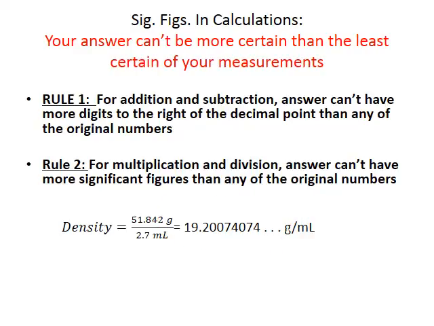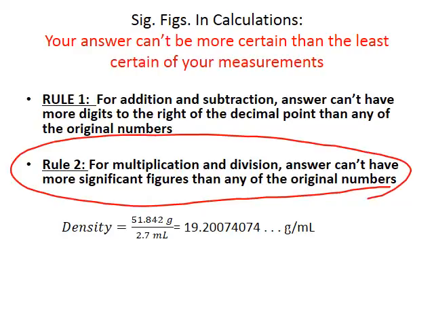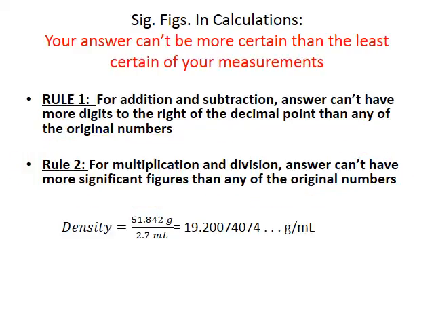The operation that we did in the calculation was division, so that means we deal with rule number 2. Our answer can't have more significant figures than any of the original numbers. So we count the number of significant figures in each of our original measurements. And in the mass, 51.842 grams, we have 5 significant figures. In the volume, 2.7, there are 2 significant figures. So again, it's just the number of places that actually have significant digits, non-zeros, and zeros that are considered significant or measured.